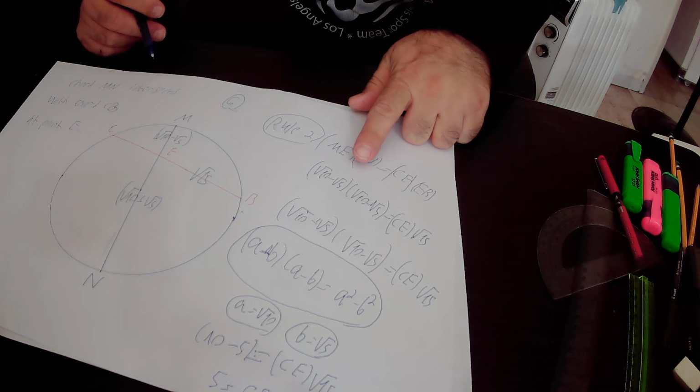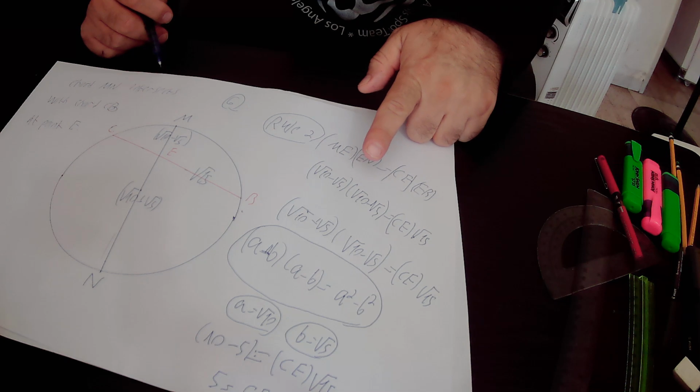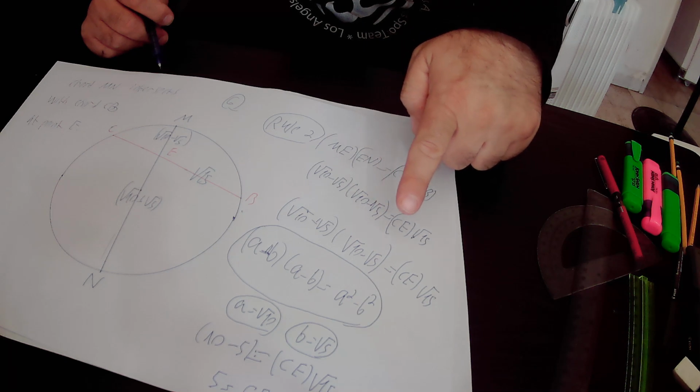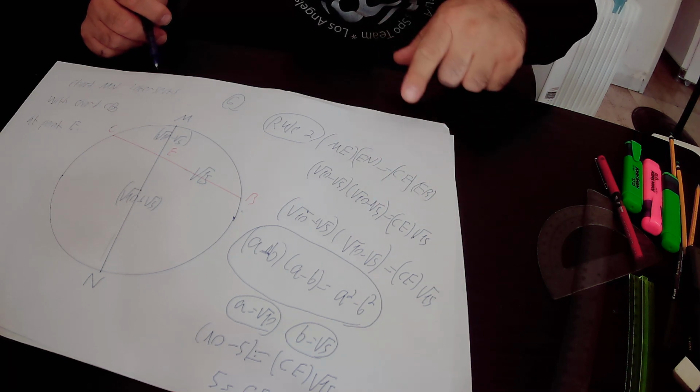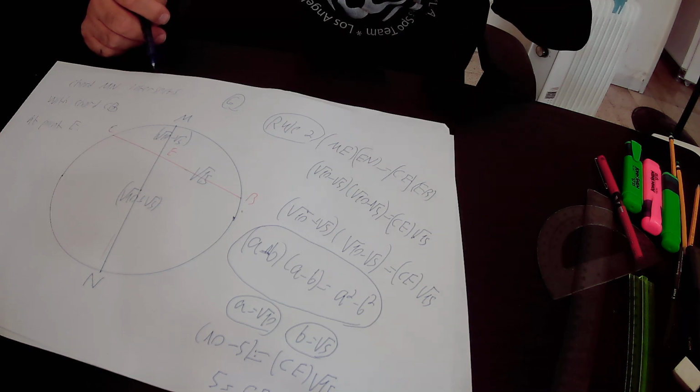So in order to find out the value of this expression, first of all we substituted the two sides. Why? Because A times B equals B times A, so square root of 10 minus square root of 5 times square root of 10 plus square root of 5 equals square root of 10 plus square root of 5 times square root of 10 minus square root of 5. And according to rule number 2, it is equal to CE times square root of 15.